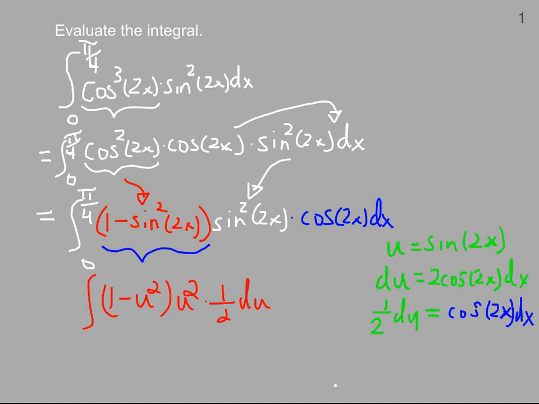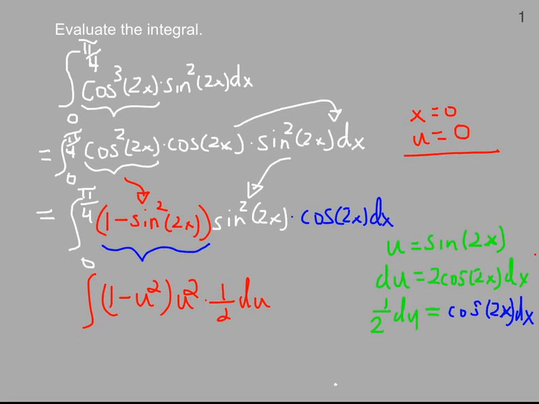We'll deal with the limits of integration when we switch back. If you like, we could change the limits of integration. When x is 0, the lower limit, then u, plugging into the substitution, is also 0. When x is pi over 4, then u is the sine of pi over 2, which is 1. So if you like, we can do that, where we have new limits of integration, 0 and 1.